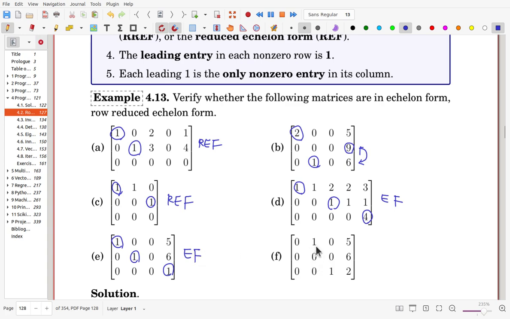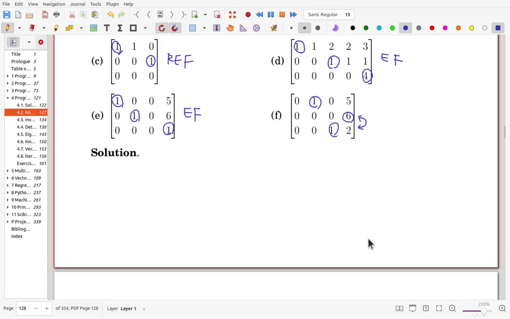How about this one? Leading entry, leading entry, leading entry. So it's not in an echelon form. Okay. However, if you interchange these two, then it is in an echelon form, but not yet reduced echelon form. Okay.